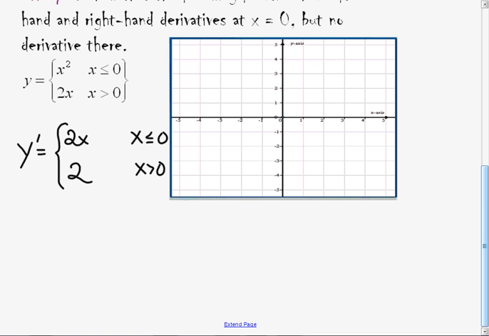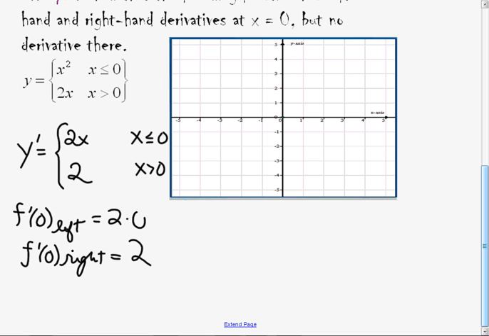Okay, now, the derivative is fine everywhere. The only place in question is at 0. So what's f prime of 0 from the left, and what's f prime of 0 from the right? Well, the right's the easy one. What's the slope from the right? 2. What's the slope from the left? Well, left of 0 is 2 times 0, which is 0. Does the derivative exist there? The left derivative has to equal the right derivative.